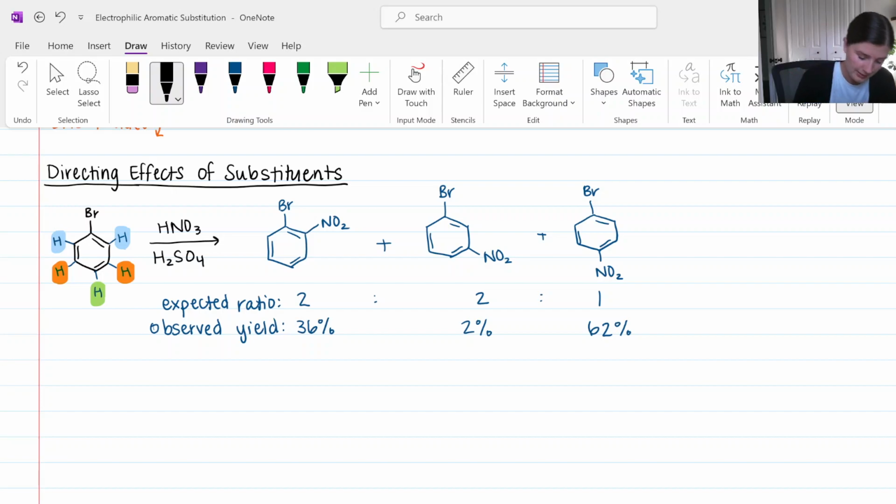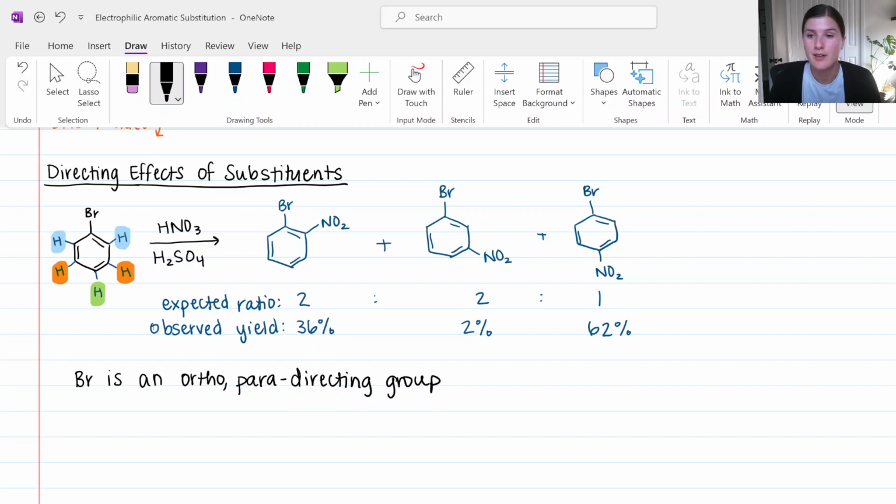We can say that bromine is what we call an ortho para directing group. Meaning that if you have a bromine already on a benzene ring, that will result in a higher concentration of the ortho and para products than the meta product. For electrophilic aromatic substitution, substituents are either meta-directing or ortho-para-directing.